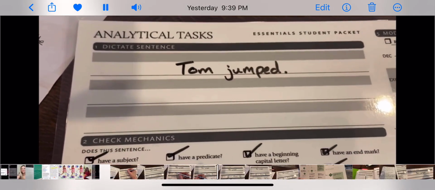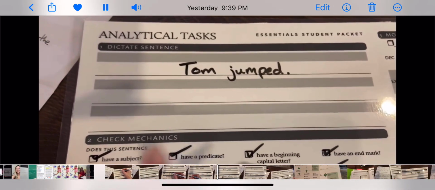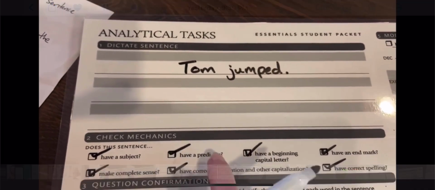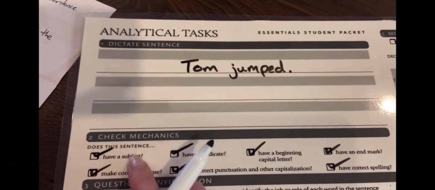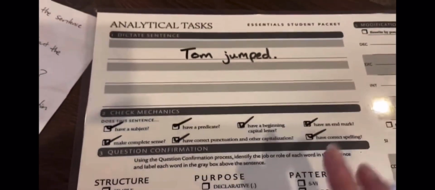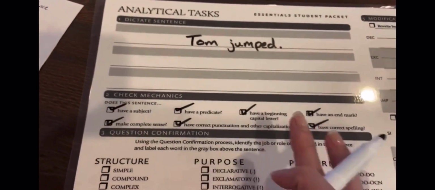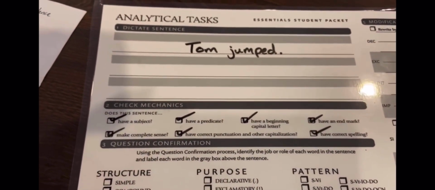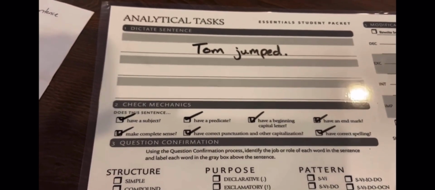If your student has difficulty right off the bat knowing that it has a subject and predicate, you could always come back and answer those questions at the end of our question confirmation. Okay, so we have checked mechanics. We're good there. We're ready to go to question confirmation.